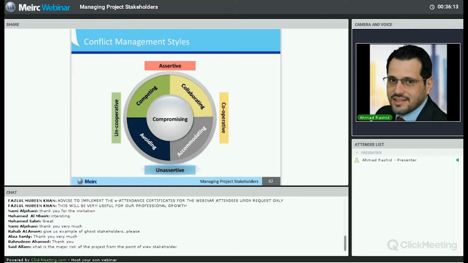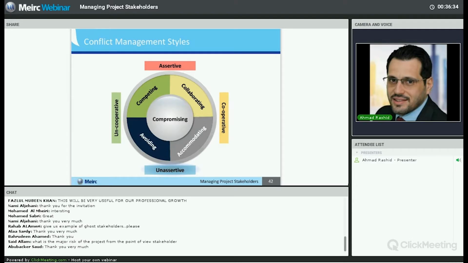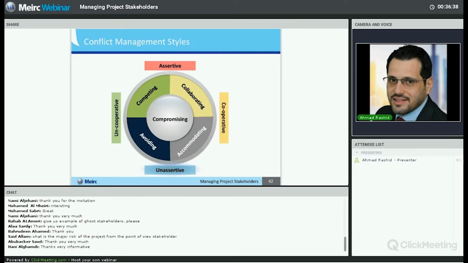Rehab is asking for an example of ghost stakeholders. Ghost stakeholders, Rehab, are stakeholders that you don't identify at the beginning of the project. So let's say that you brainstormed with your project team members and you came up with a list of your stakeholders. But for one reason or another, there are certain stakeholders that you forgot to include in your list. And at a later stage, you remembered them and they will impact your project. So we refer to them as ghost stakeholders because they were forgotten by the project team members and they were not identified at the beginning of the project.